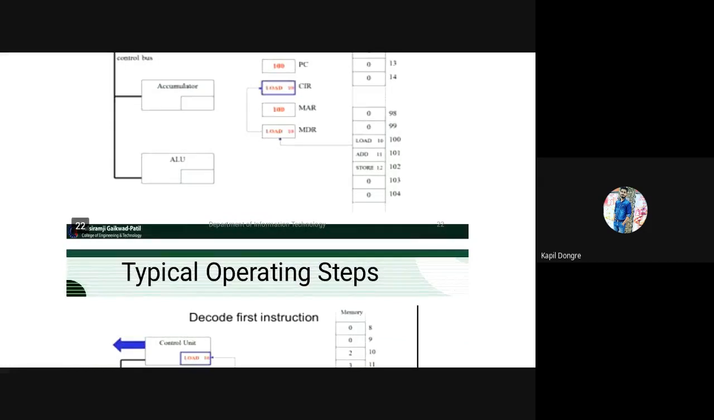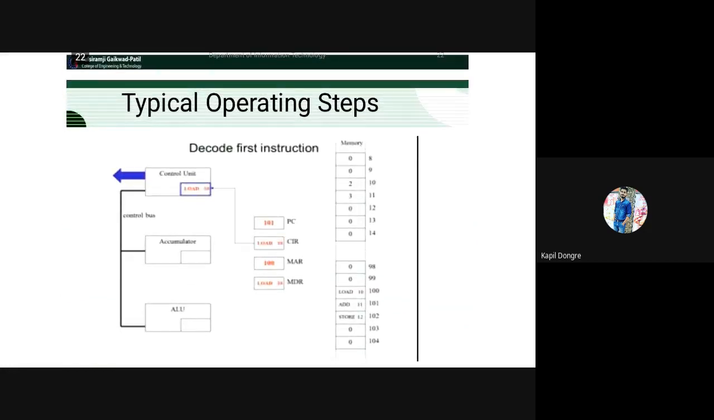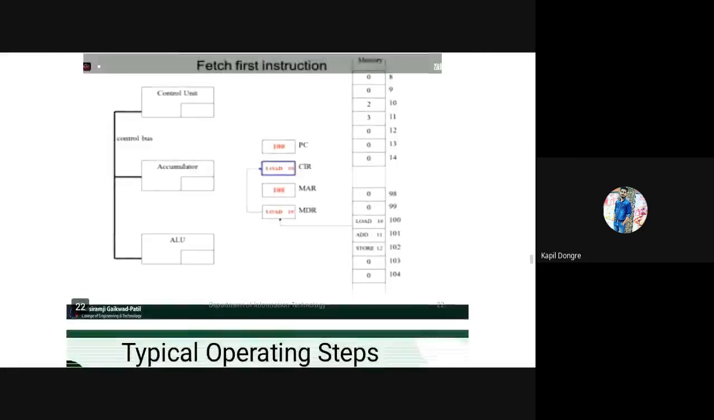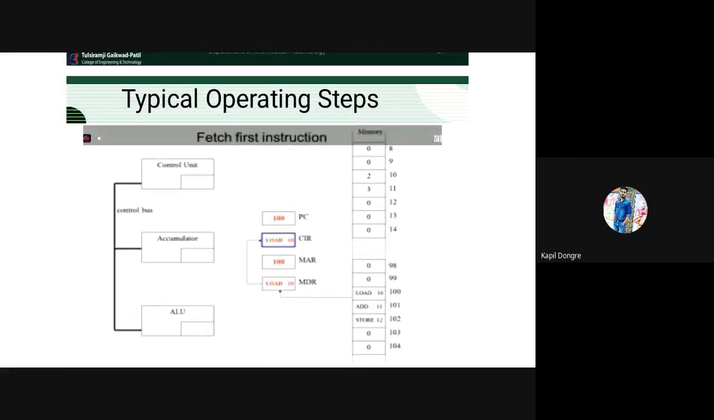Next, decode. After this step, PC points to the next location. Next location is nothing but 101. After the 100, we have the next location that is called 101. So here PC points to the 101. Then here what instructions do we have? That instruction again we need to store in the instruction register.